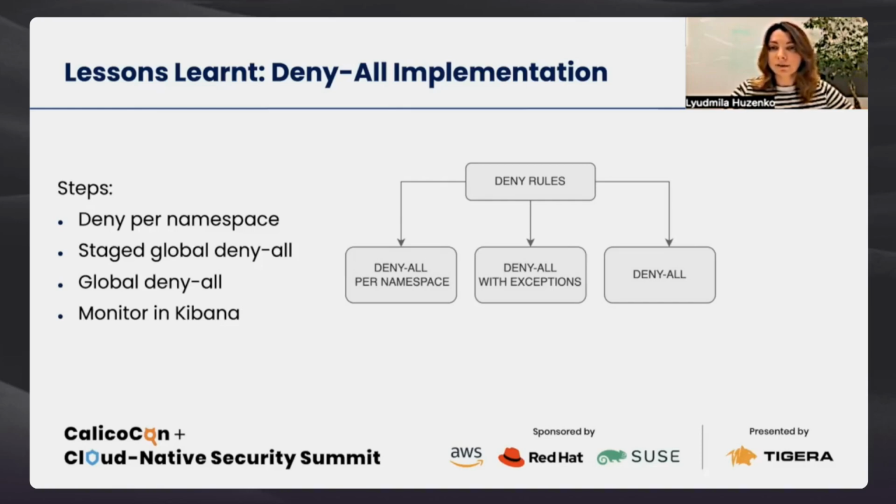The second option is that you can use deny all with exception. It is recommended that you create exceptions for namespaces like Kubernetes system or Calico system, to be sure that you are not blocking traffic inside it. And if you're absolutely sure that all the rules are configured and that you don't want to add any others, you can just apply the deny all policy to a cluster without any exception.